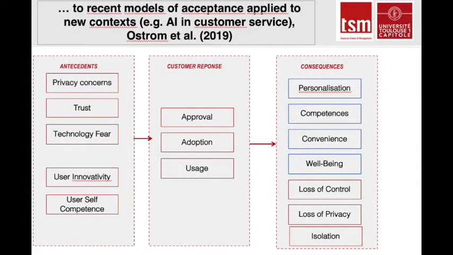So, in this model from Ostrom and colleagues, applied to the context of artificial intelligence in consumer service sector, you can see that privacy concerns and technology fear impact negatively various trust, impact positively the customer response, namely approval, adoption, and usage. User innovativity and user self-competence also influences positively the customer response, approval, adoption, and usage. And subsequently, we can see the consequences. So if the customer experiences positive usage, then personalization, competence, convenience, and well-being are created. On the other hand, if it is perceived as negatively, customers perceive loss of control, loss of privacy, and even isolation.